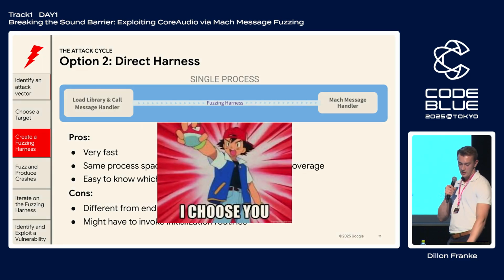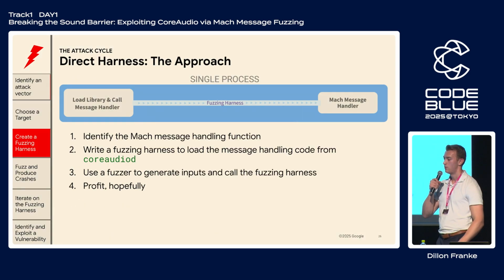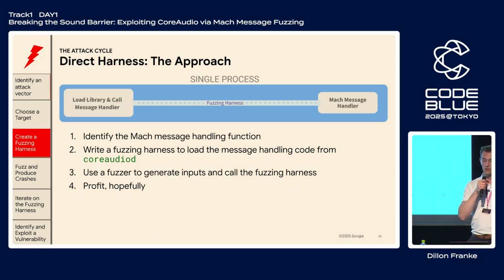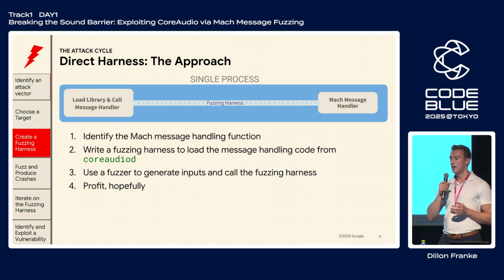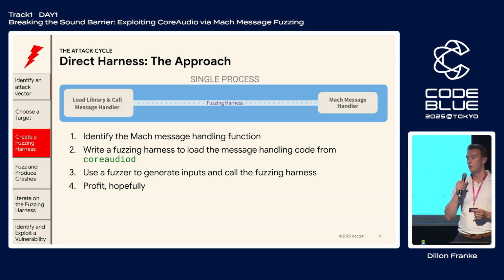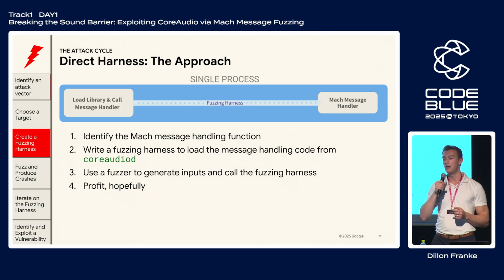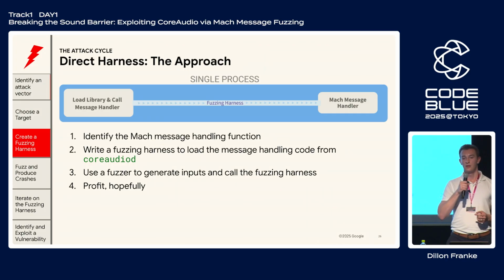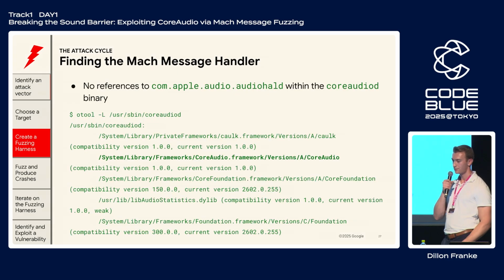So I ended up choosing this approach for the pros that you see here, mostly it being in the same process space. This would be very important for obtaining code coverage from our fuzzer. So the idea here would be first identify the Mach message handling function, so the code that's actually parsing incoming messages, then write a fuzzing harness to load the message handling code from CoreAudio D, and then use a fuzzer to generate inputs and call the fuzzing harness. Then hopefully we would profit and find some interesting crashes.